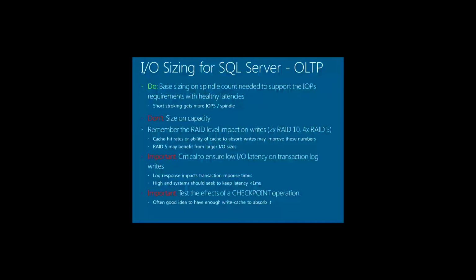Another metric you want to pay attention to when sizing for OLTP is the write IO latency on the transaction log. That, again, can be improved by using RAID 1 to spread that I/O over a large number of physical spindles. As we saw, checkpoint operations can be challenging to the I/O system, so you want to make sure that you test the effects of checkpoint, in other words, a large flood of write operations on an ongoing workload, to make sure that you have enough capacity to absorb that behavior.